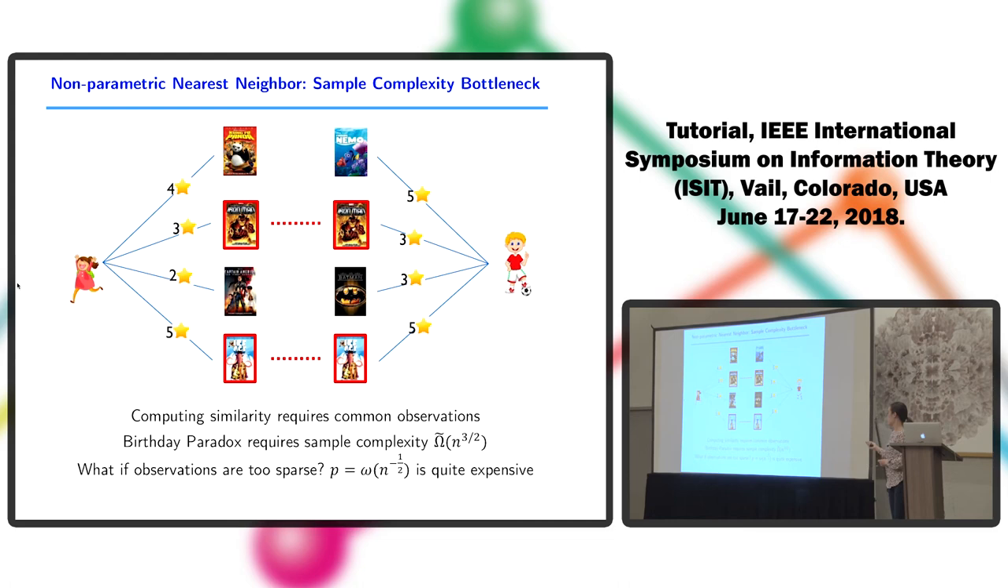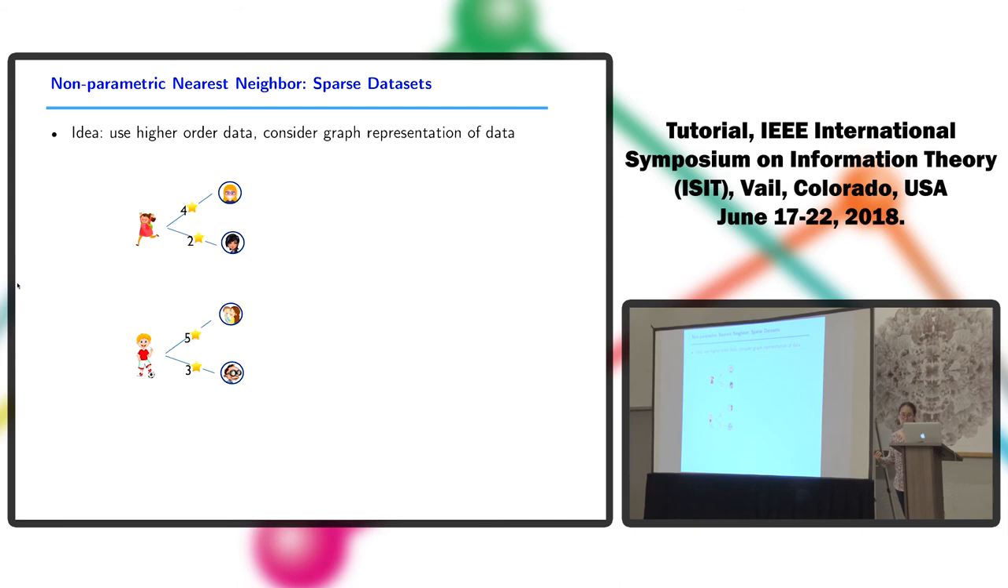So what should we do if the observations are too sparse? This is actually very expensive, and potentially why sometimes when you're dealing with very sparse data sets, these collaborative filtering methods have really run into some trouble. So what we'll do next is a simple idea which extends this one, which is, why don't we use higher order data associated to Alice and Bob?